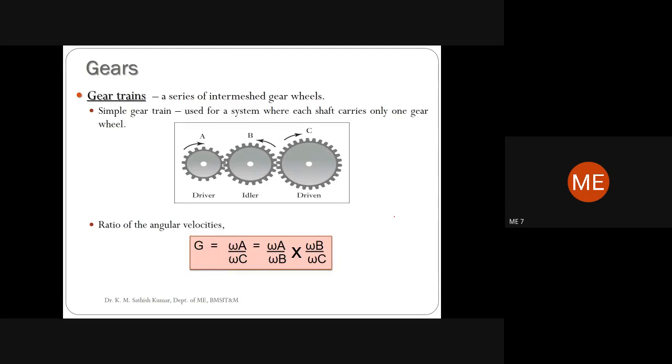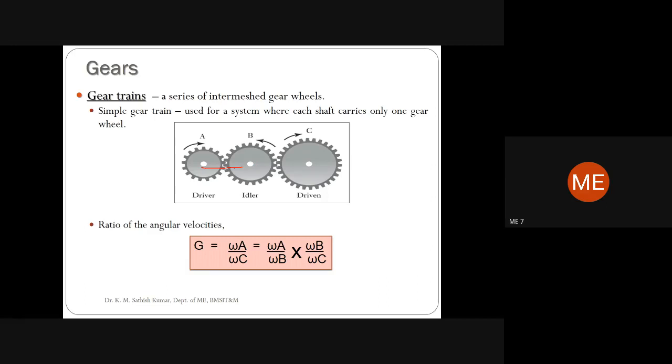When it comes to the angular velocities, we are interested in the driven and the driver. That is nothing but angular velocity, that is omega. The gear ratio is nothing but omega A, the driver, and omega C, the driven. Now that will be equal to these two combinations first. If you take this one, this is going to be the driver and this is going to be the driven.